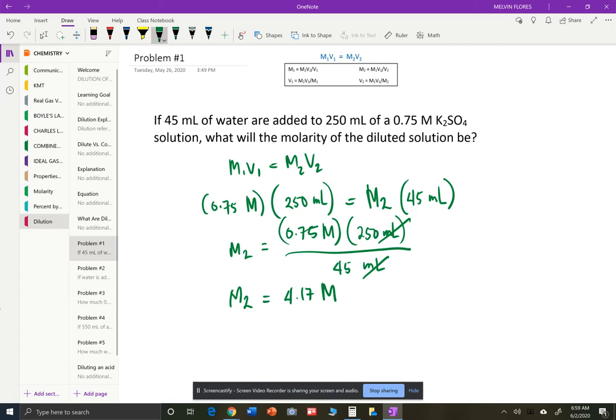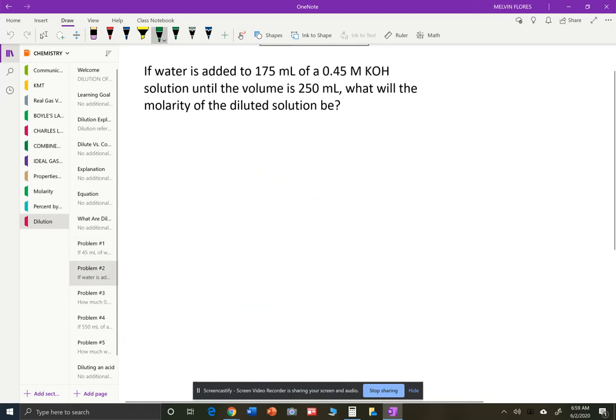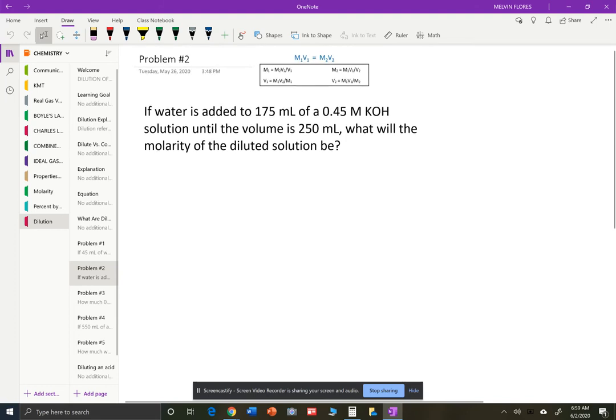Okay. Let's have another problem. If water is added to 175 ml of 0.45 molarity KOH solution until the volume is 250 ml, what will the molarity of the diluted solution be? So always make sure you know the formula. M1V1 equals M2V2. So what is our initial concentration in molarity?